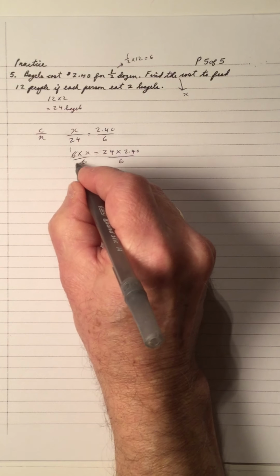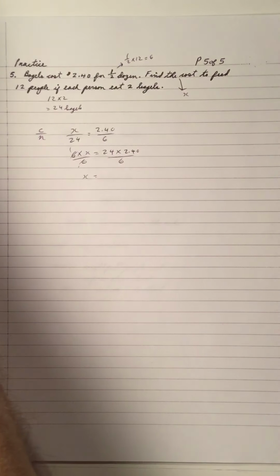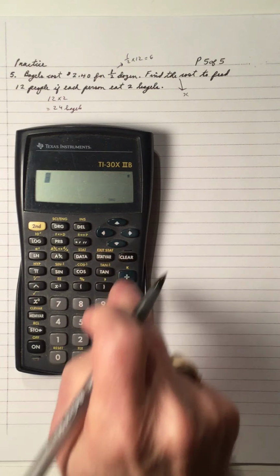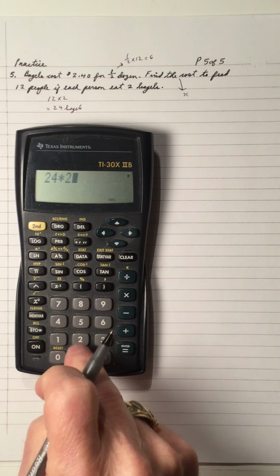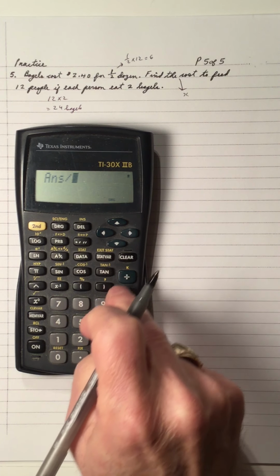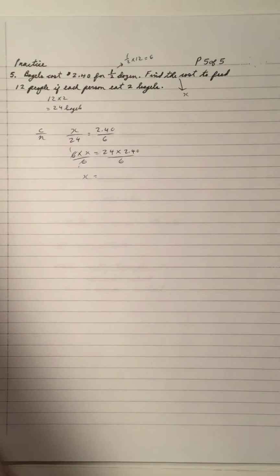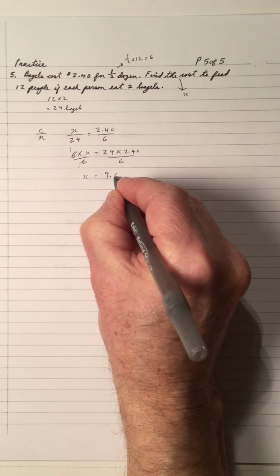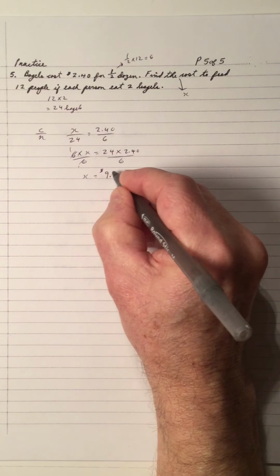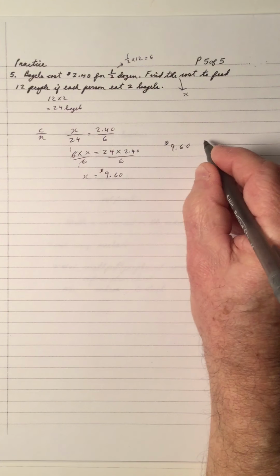They cancel. I can do this one out or use the calculator. Let's use the calculator first. So I get 24 times 2.40, and I divide it by 6. And I get 9.6. But the 9.6, remember, is cost in dollars. So it works out to be $9.60 is the cost.